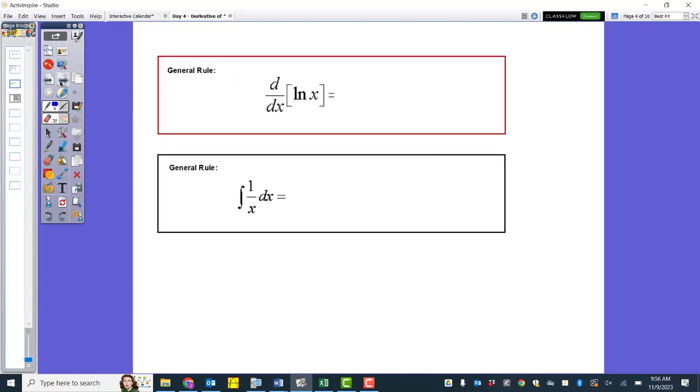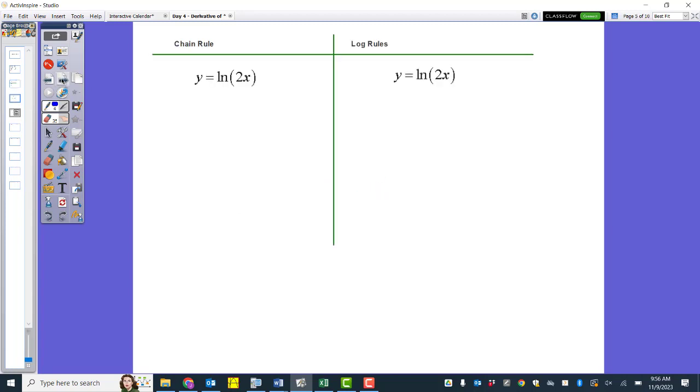And that's true. If we look at it, the general rule for the derivative of natural log of x is 1 over x. The general rule for the integral of 1 over x is natural log absolute value of x plus c. And we can apply both of these to all the different types of derivatives and integrals we've done before. But now, with log rules, we can make things easier, harder, however you want to say it, depending on what we have.